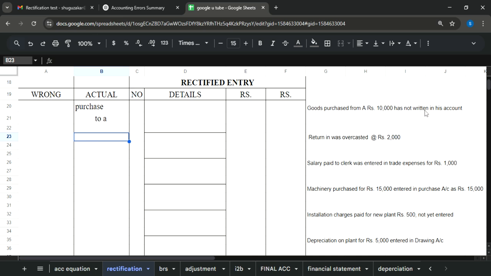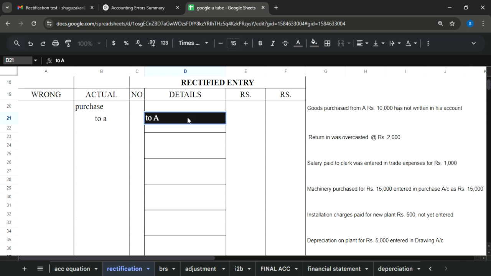Not written in his. Please note it down. There are two elements, purchase and A. But "his" is used for a human being. It means purchase is already written. Indirectly we have understood: not written in his means we have not entered A. A is a personal account for which his is used. It means A was not entered. To rectify it, we will enter A.